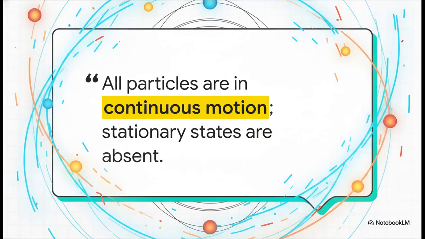And before we wrap, I really want to emphasize this one core tenet from the text. All particles are in continuous motion. Stationary states are absent. Nothing, and I mean absolutely nothing, is standing still in the Rihan Atomic Model. From the outer electron void right down to the jumping core, it's a deeply kinetic, dynamic framework.